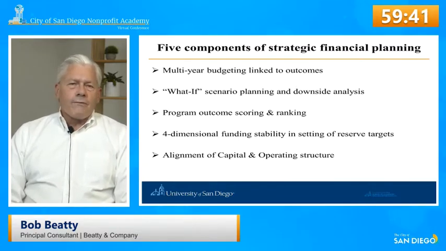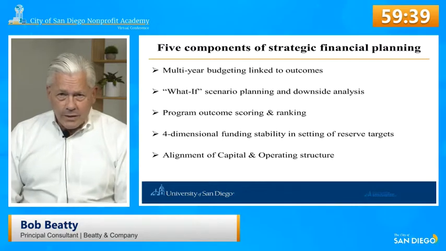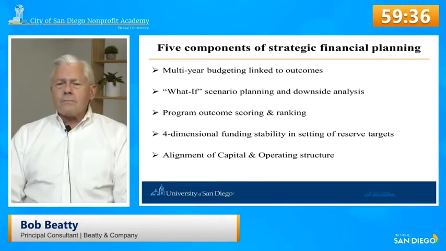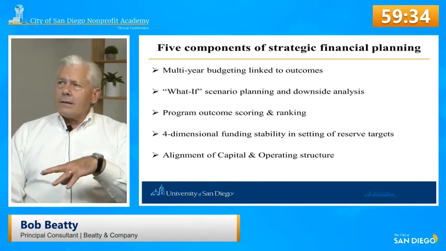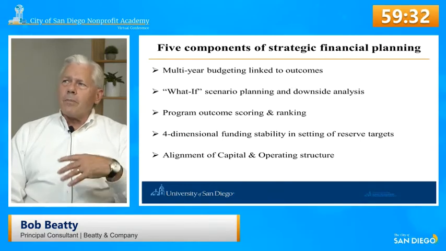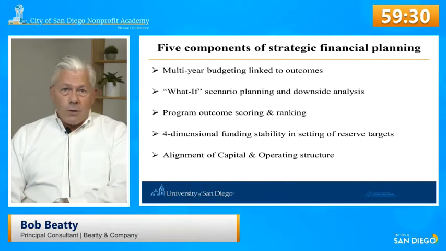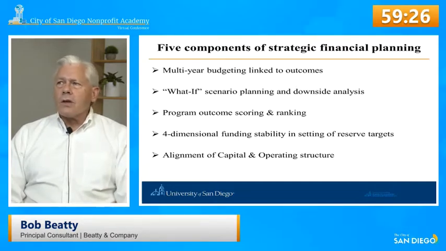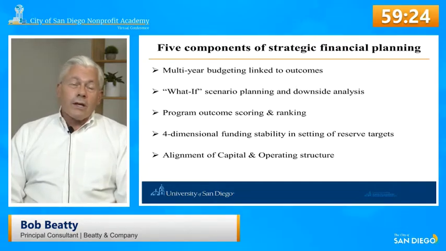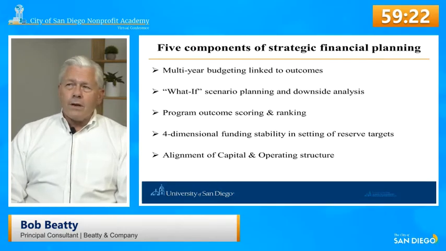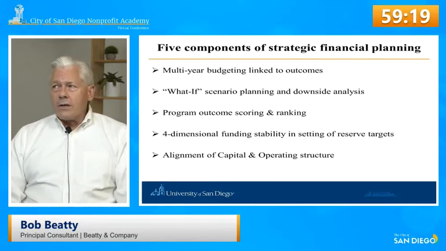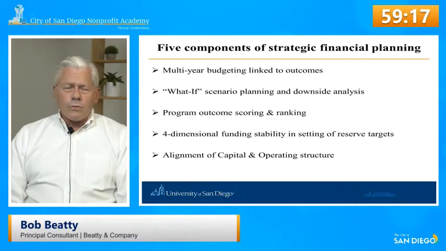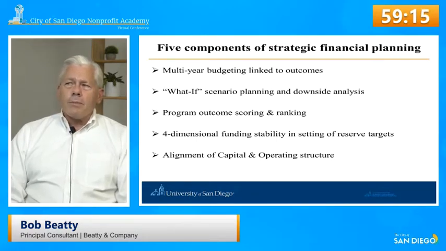But there's essentially 5 components of strategic financial planning that I want to talk about in a little more detail. Multi-year budgeting linked to outcomes, what-if scenario planning and downside analysis, program outcome scoring and ranking, 4-dimensional funding stability in setting of your reserve targets, and alignment of capital and operating structure. So we can go on to the next one.